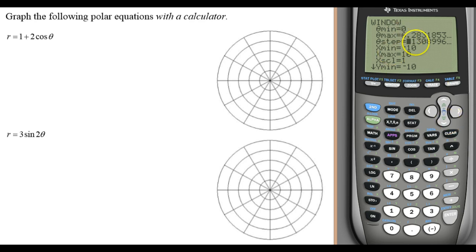And then my theta step size, that's how many different theta values it's going through. So every 0.130896, it's going to go up by that amount every time.